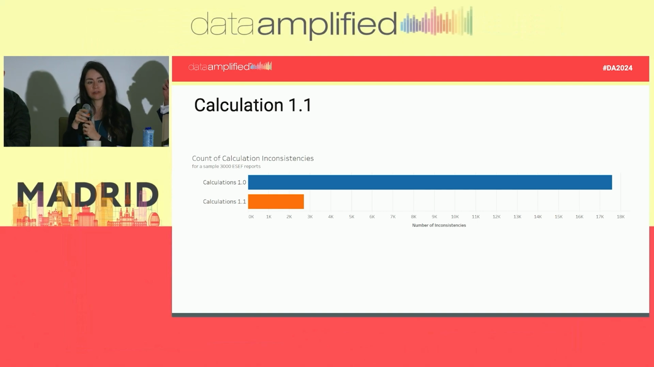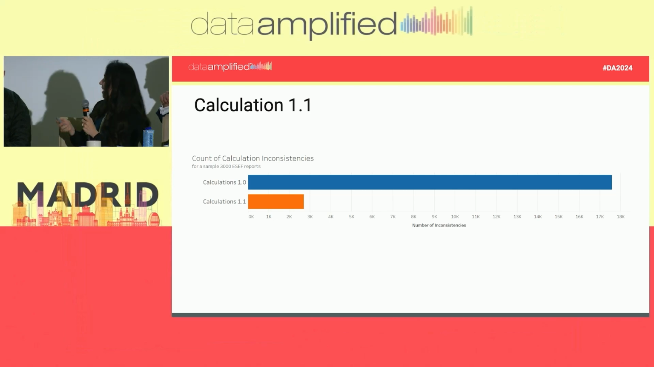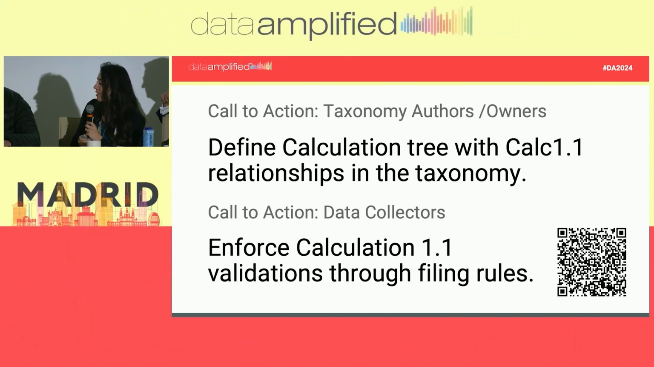There is a session today about calculation. This is a really technical issue, so if you have questions about it, I just recommend to go to that session with Alex later. So the call of action here is define calculation 3 with calculation 1.1 relation in the taxonomy, and enforce calculation 1.1 validation through filing rules, right?